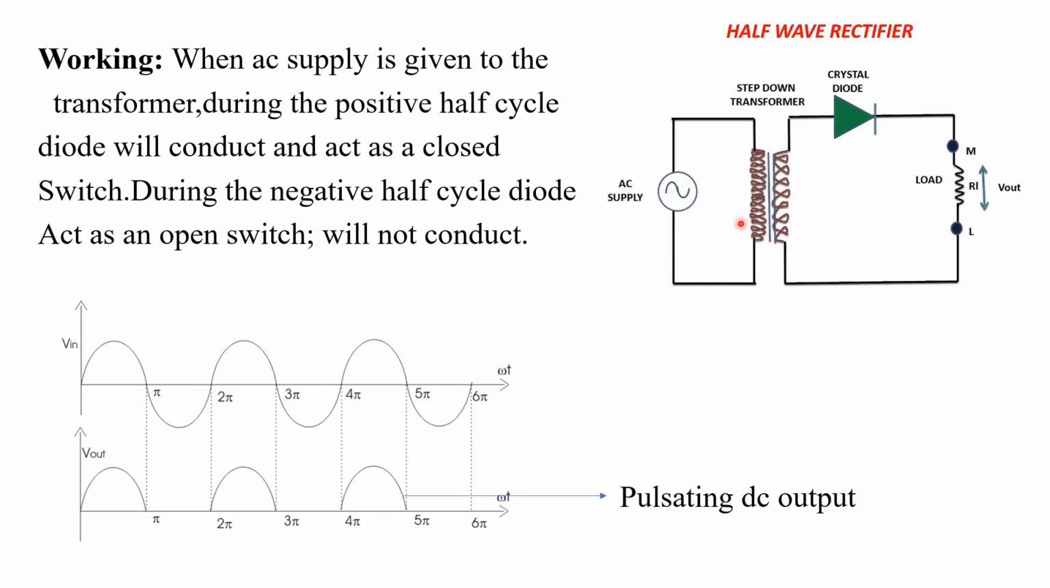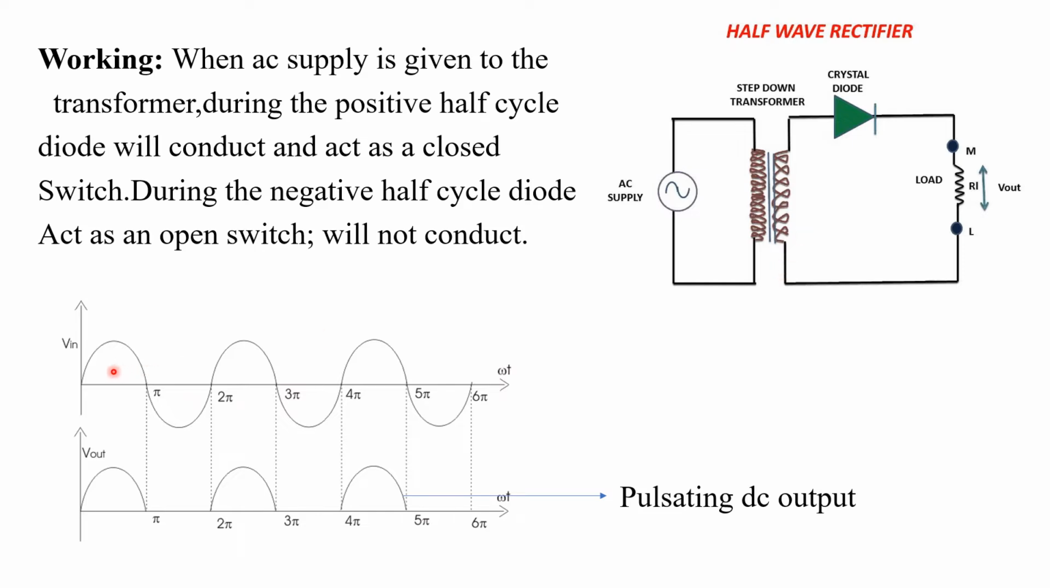First we give an alternating supply to the primary side of the step down transformer. We know that this will be alternating current, so the input voltage will be an alternating one. Since we are giving alternating current, there will be two half cycles. The first is the positive half cycle, and the other is the negative half cycle, and again positive, negative, and so on. So we are giving alternating current to the primary of the transformer.